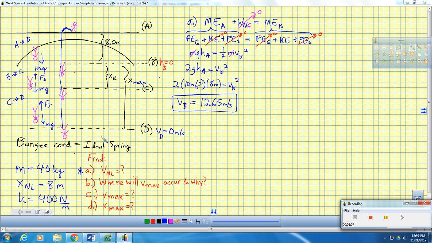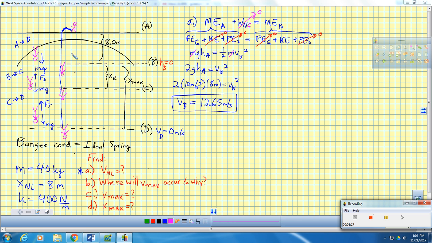We're looking at, now, part B. Where will the maximum speed occur and why? So I'm going to pause the video, let our groups discuss, and then we'll come back. All right, so we posed this question to our group, and everyone in our class thought that the maximum speed was going to occur at one of 3 places. Either at B, so at the natural length, between B and C, or at C.